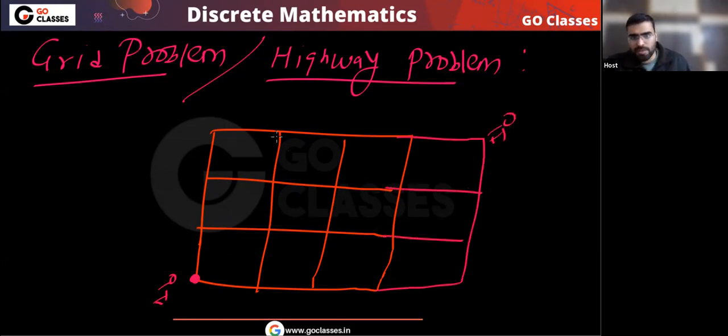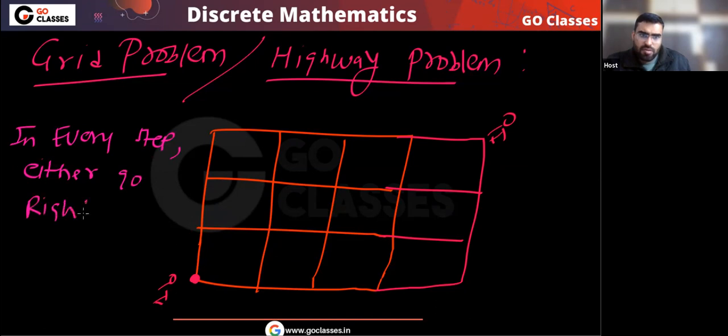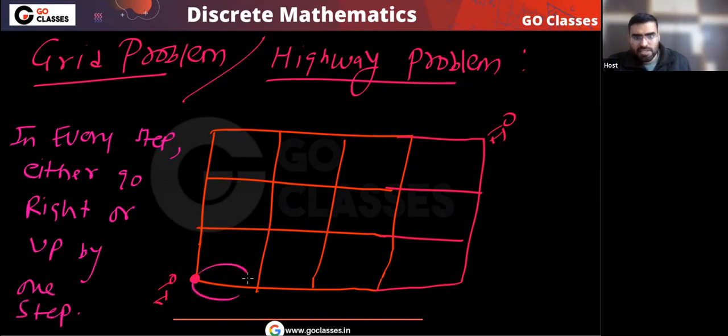Then how many ways are there basically? And the condition is there. What is the condition? You can go one step up, or you can go one step right. You cannot go left, and you cannot go down. So in every step, you go either right or up, by one step. So this is one step.